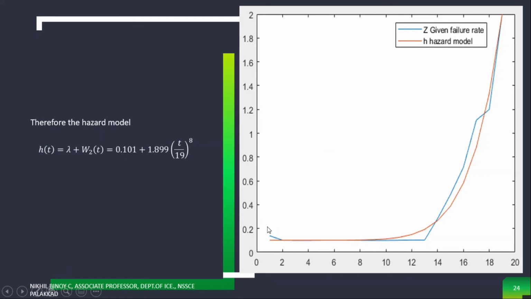The corresponding graph, the final graph: the blue colored one is the failure rate of table 1, the given one, and the red colored one is the failure rate given by this hazard model. You can see that they are almost similar. To represent the remaining gap, we have to use some numerical technique. So by using the Weibull model and constant hazard model, this is the representation. Is it okay, all of you? Any doubt?